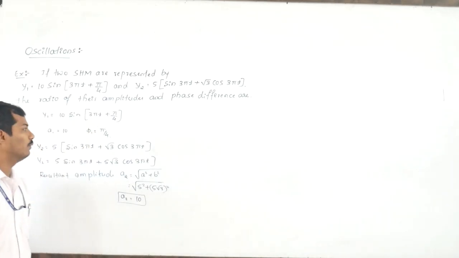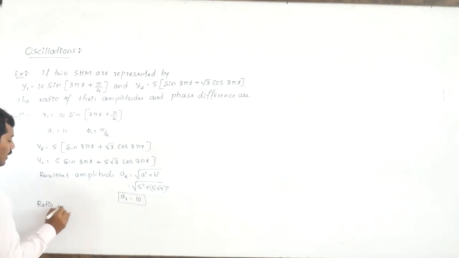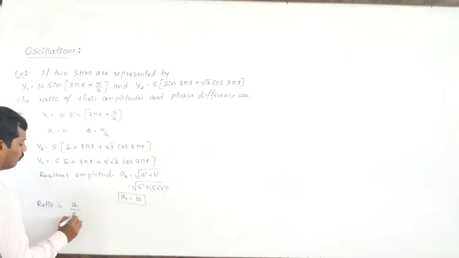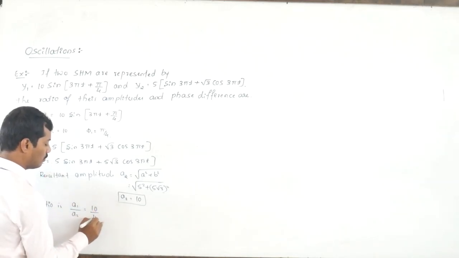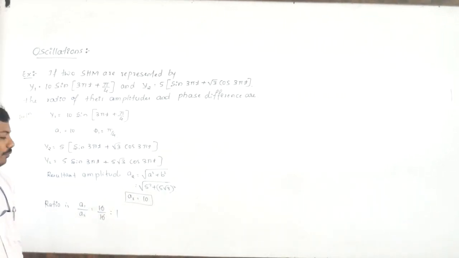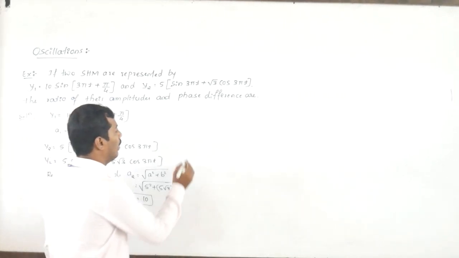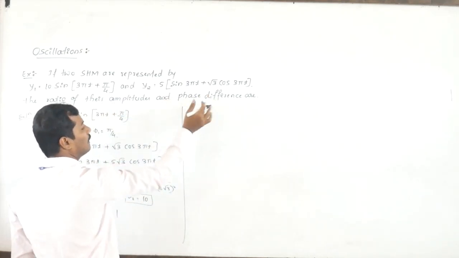Here A1 is 10 and A2 is 10. We have to find the ratio of amplitudes. The ratio is A1 by A2, where A1 is 10 and A2 is also 10, so these two cancel. The ratio is 1:1.